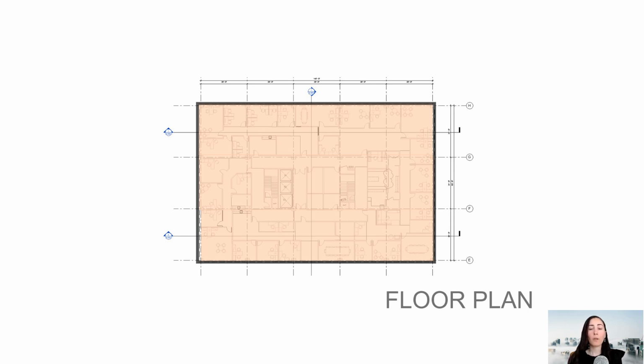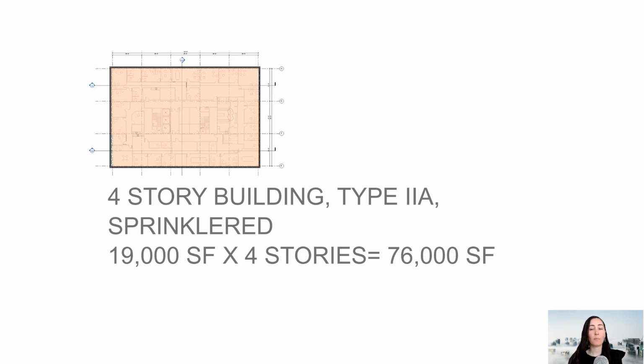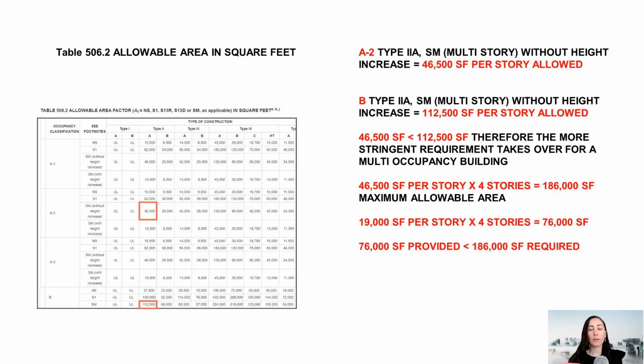In our example, we're not going to use the frontage increase calculation to increase our building area, to keep things simple. We have a multi-occupancy building, and we've already established that. Let's say 19,000 square feet per story, and it's a 4-story building. That means our total building area is 76,000 square feet. We want to check if we can actually build to that allowable area. We'll jump over to the code table and check each of the occupancy allowable areas and pick the most stringent. Table 506.2 provides the allowable area in square feet. The numbers listed in the table are per story, not for the entire building. Remember that.